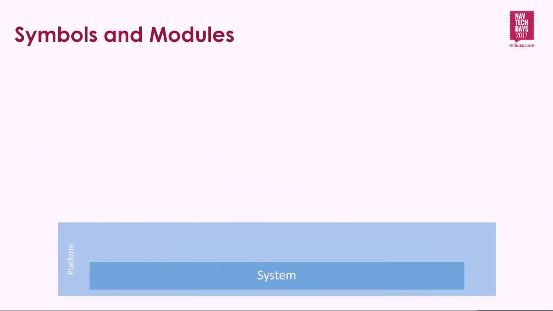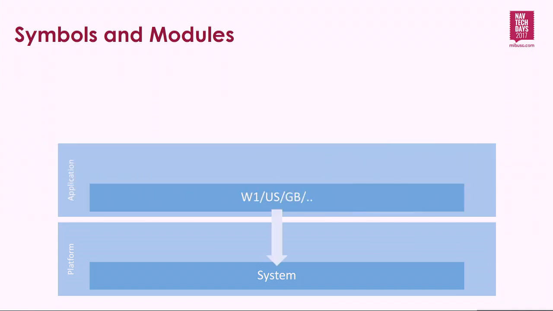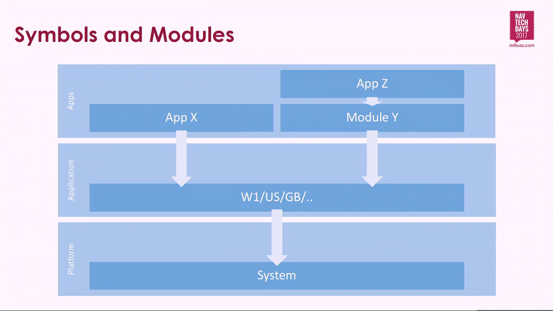So, the way it looks right now is that we have, at the lowest level, called the platform level, a package called system. That one today contains all the system tables, which is coupled to the platform. So it's all the various tables, the user tables, things like that. And on top of that, we have the application. And today it's W1, it's US, it's GB, whatever. And on top of all that, we have the apps.